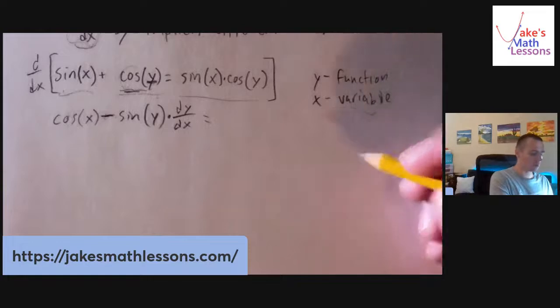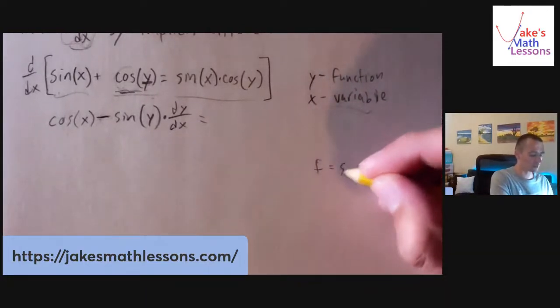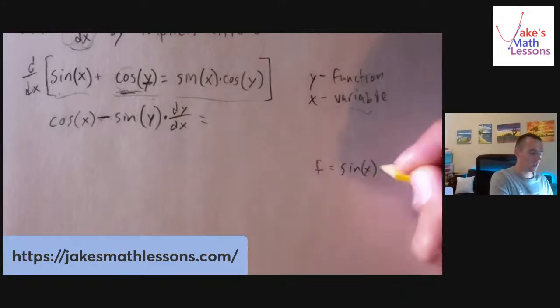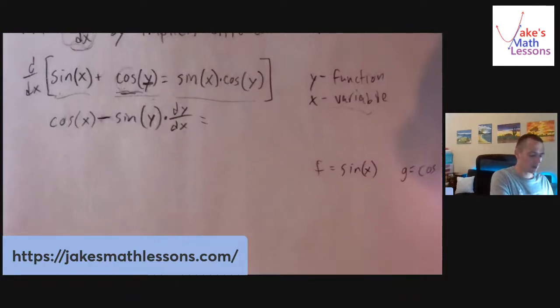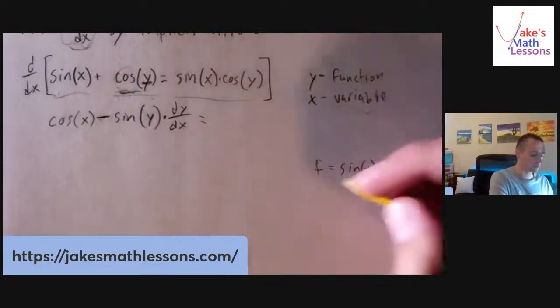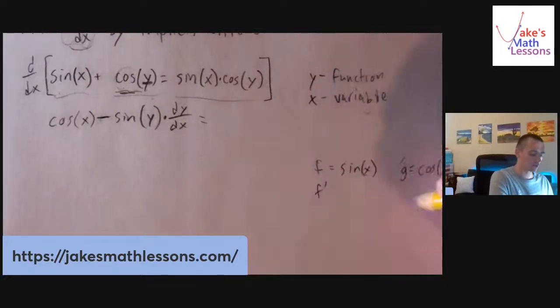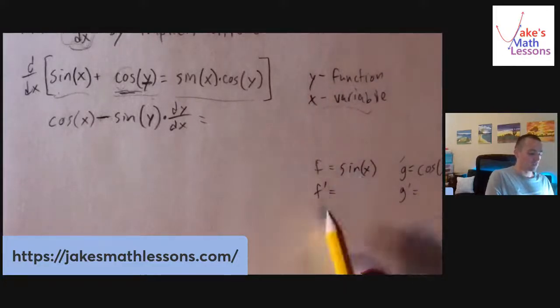And we want to designate which function is going to be f, which we'll say is sine x, and which function is going to be g, which we'll say is cosine of y. It really doesn't matter which one you call which, as long as you're consistent throughout this little product rule subproblem. Then we need to find the derivative of each of these terms.